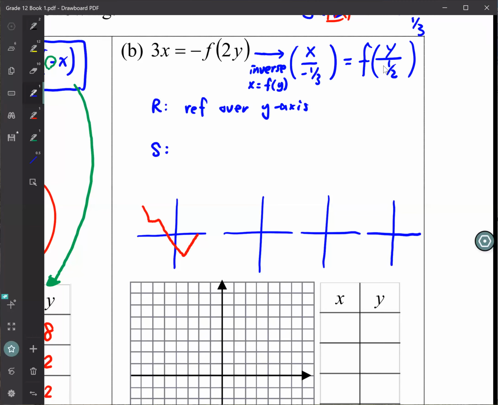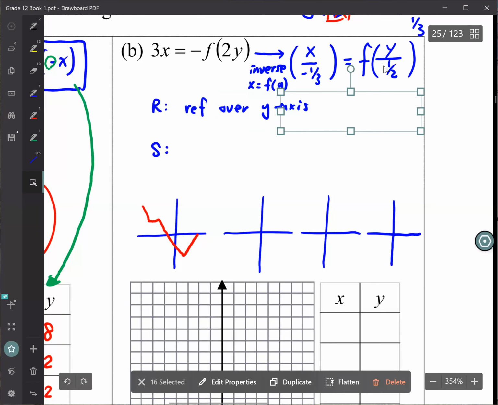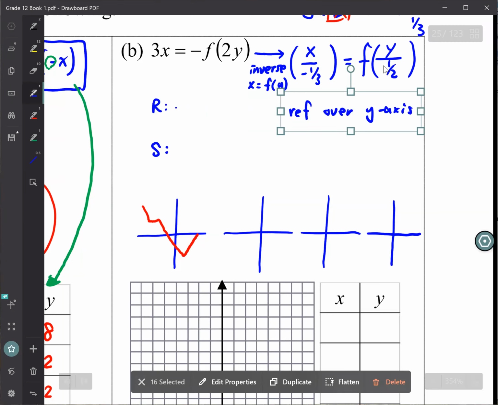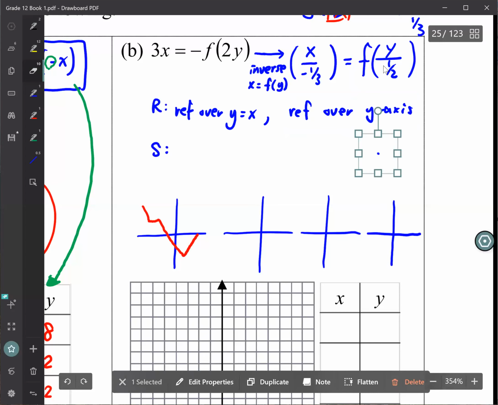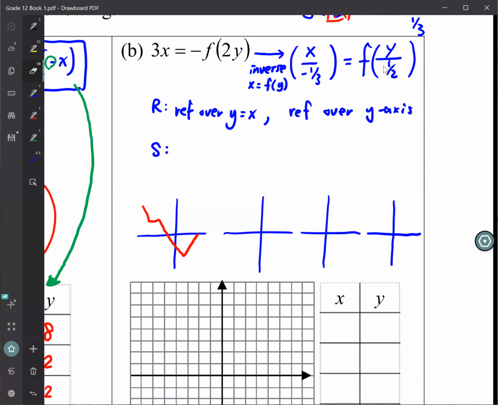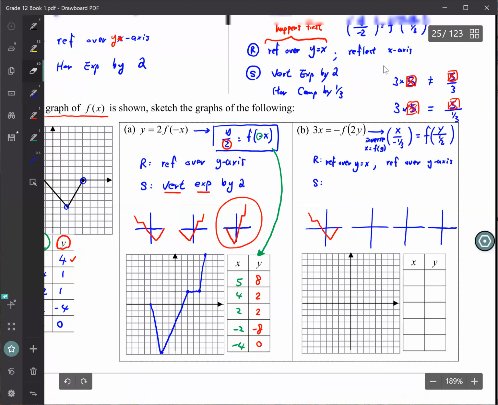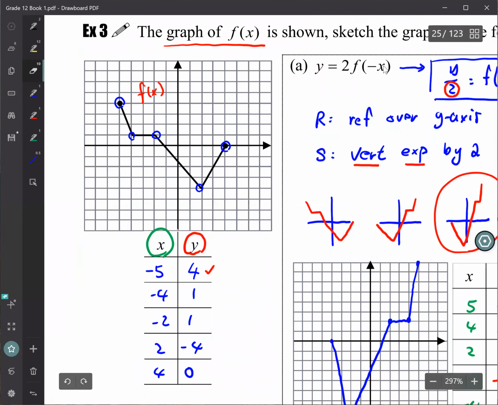Should it be like reflect over the y equals x? Yes, okay. Don't forget this one has an inverse, so you should have reflect over y equal x before anything else happens. So you would put reflect over y equal x, and then you reflect over x-axis. Don't forget that. Whenever you have inverse, we are applying all the transformations on the original. Original is y.